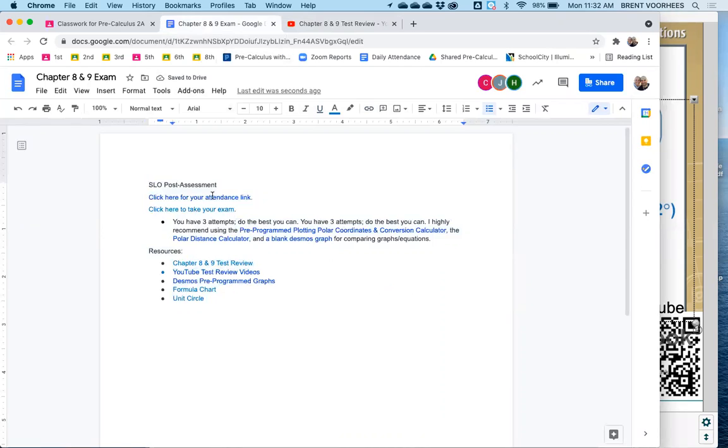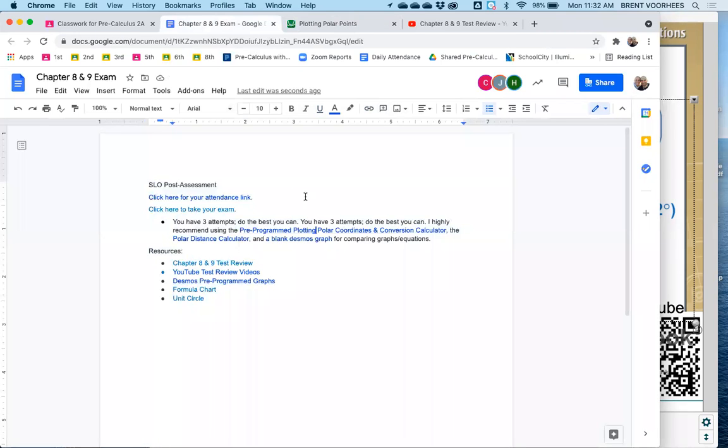So now that's there. All right, what I want you to open up are these 3 calculators here: the plotting polar coordinates and conversions calculator, the polar distance calculator, and the blank. Well, I'll just open up one at a time. So I'll start with plotting polar points.